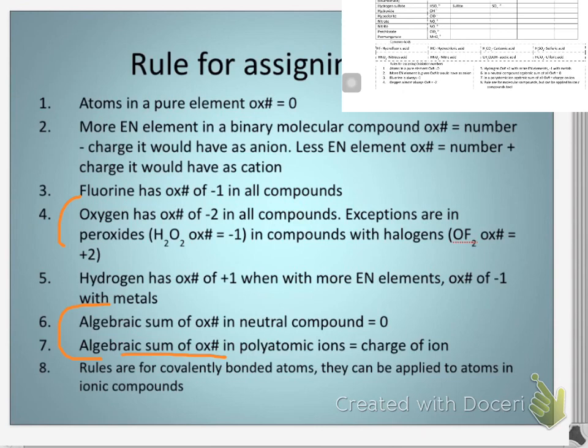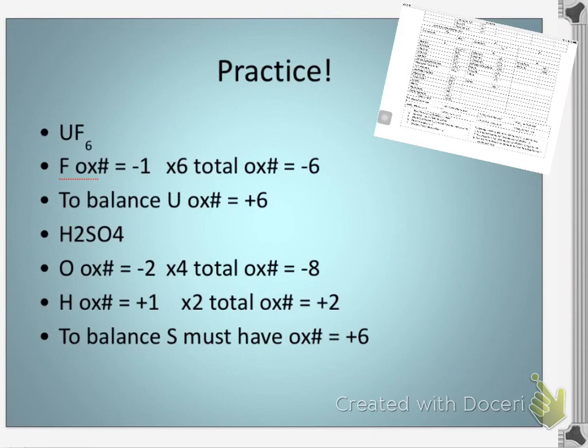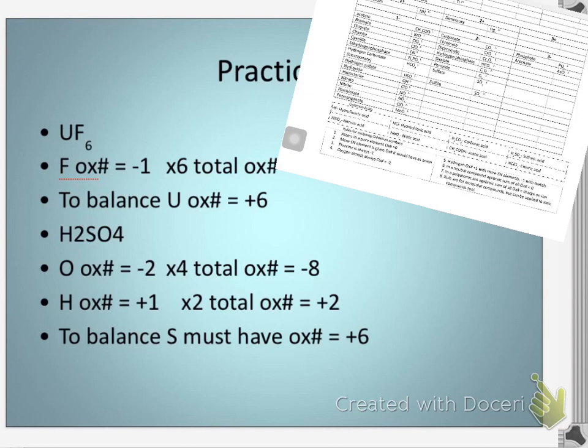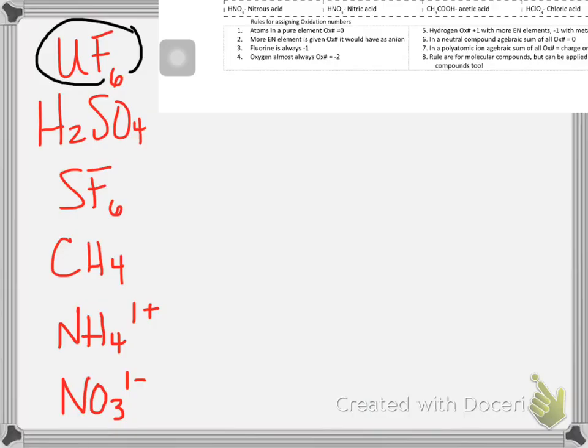Okay, let's do some practice. You will need your sheet with the rules, and I've actually copied both of these examples to the next page, so we'll go to a blank slate and we'll do these plus a few more. We'll start with UF6, which, if you know that U is uranium and you're familiar with naming molecular compounds, you'll know is uranium hexafluoride. I've developed a sort of little pattern that I tend to use when I'm doing oxidation numbers.